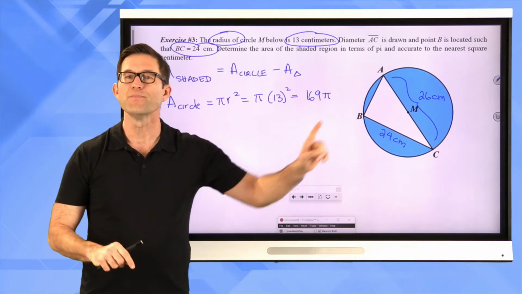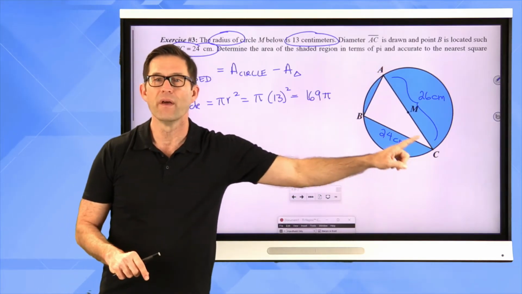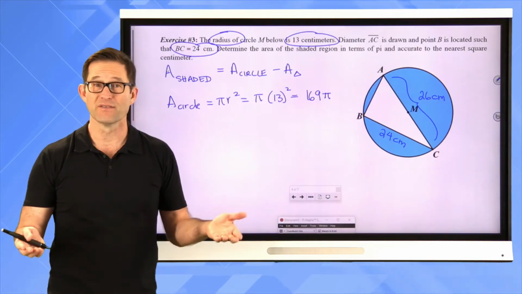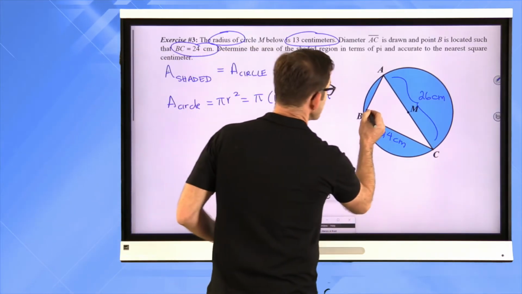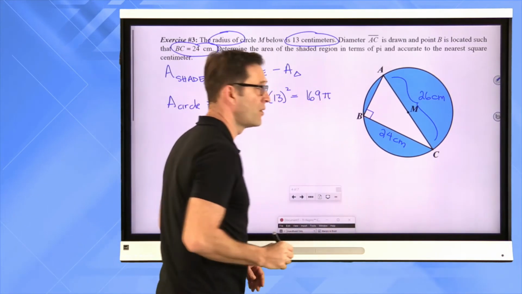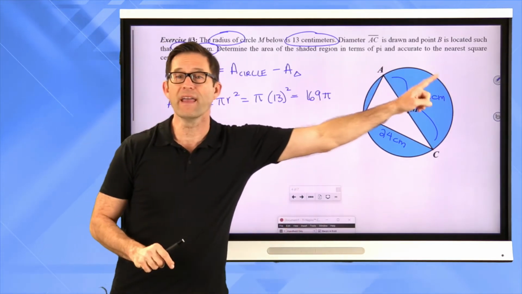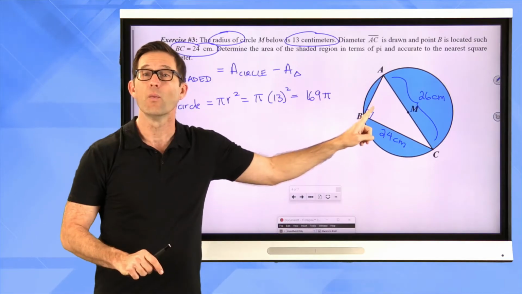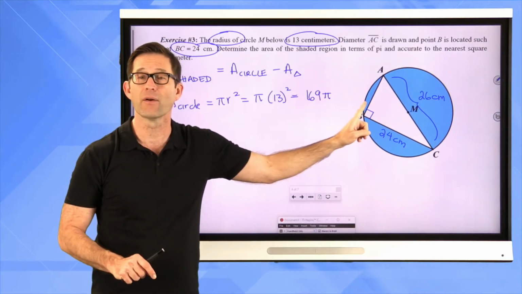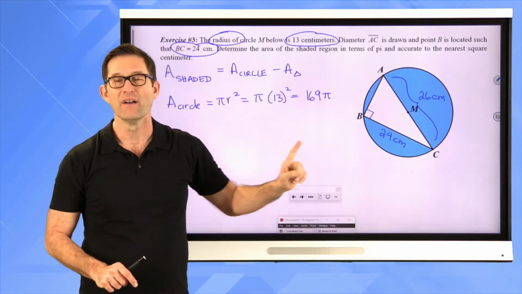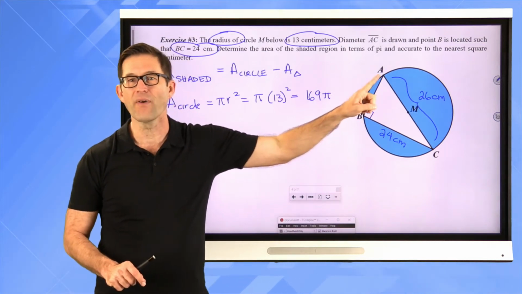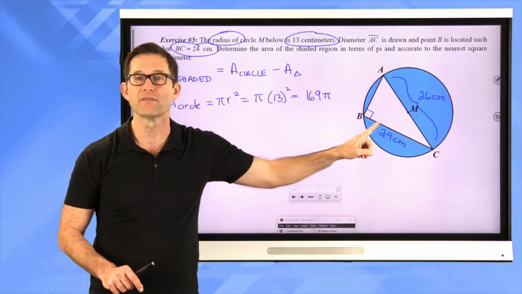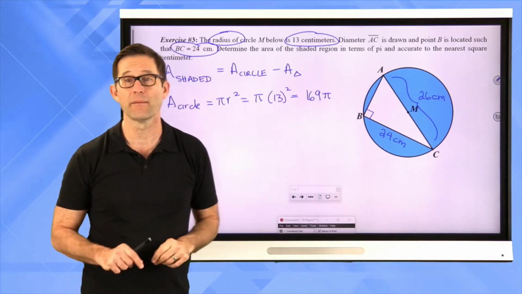But here's the key. This is a triangle that is inscribed in a semicircle. And because it's a triangle inscribed in a semicircle, this must be a 90-degree angle, right? That arc, AC, is a semicircular arc, so it's 180 degrees, which means angle B is half of that, which is 90. Now, since this is a right triangle, if I knew the length of AB, I could just multiply the length of AB times the length of BC and divide by 2.